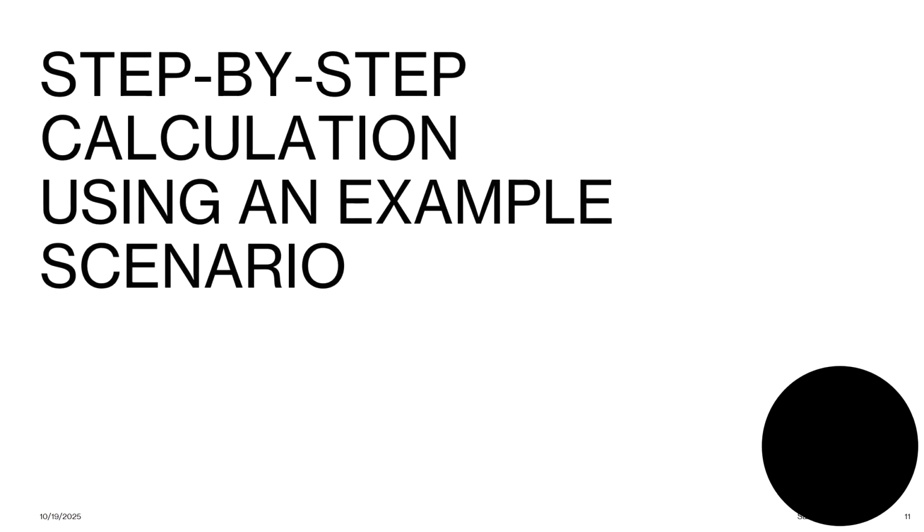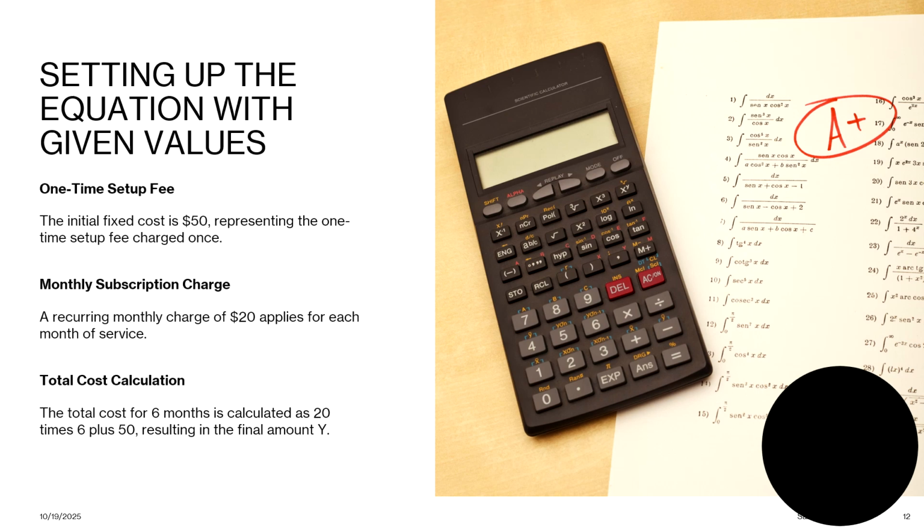Let's apply the model to a practical example to understand how to calculate total costs using given values for one-time fees and recurring charges over a specified period. Suppose there is a one-time setup fee of $50, which is b, and a monthly subscription charge of $20, which is m. For 6 months, which is x, the equation becomes y equals 20 times 6 plus 50.